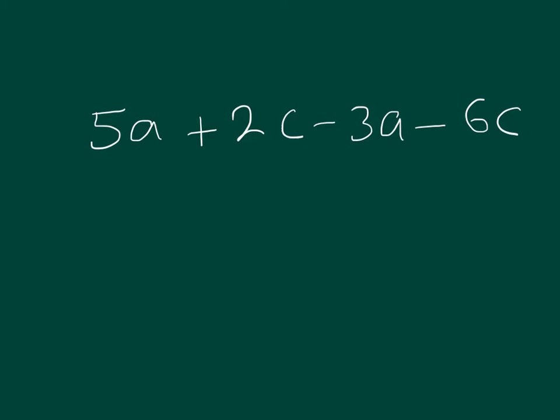So first of all, add your a's together. 5a subtract 3a is 2a. Then do your c's. 2c subtract 6c is minus 4c. That's your answer.